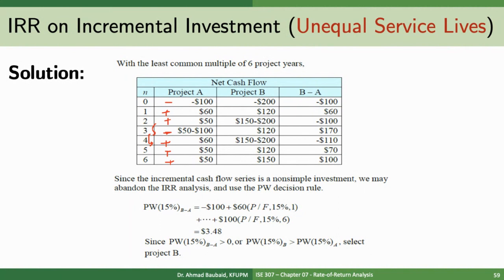And the same thing happens for B. If you look at B, the same exact thing happens. You get 2 negatives here, which destroy our simple investment. And so in this case, we may want to abandon the use of IRR and go back to the present worth criterion. Why? Because we have non-simple investments. And so I go back to chapter 5. I compute the present worth for this cash flow, and for the other one.